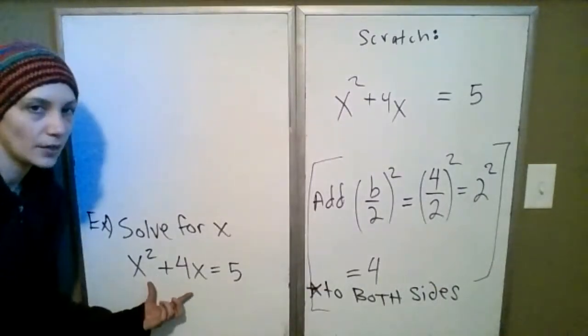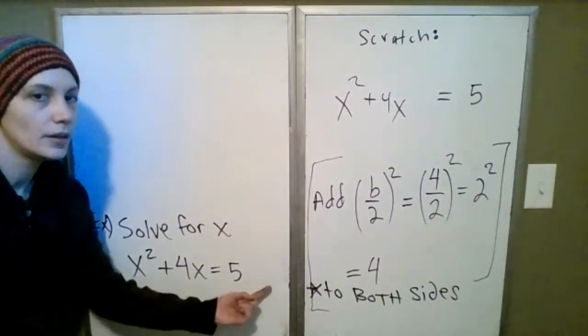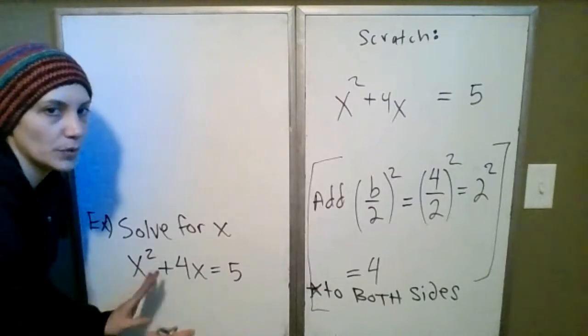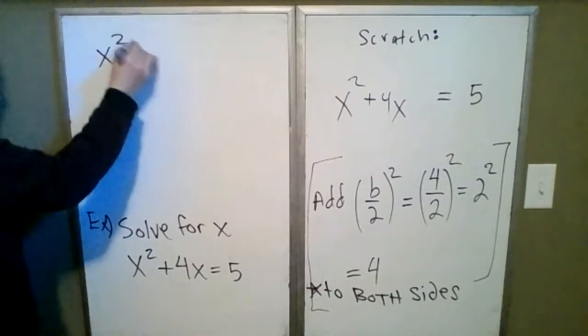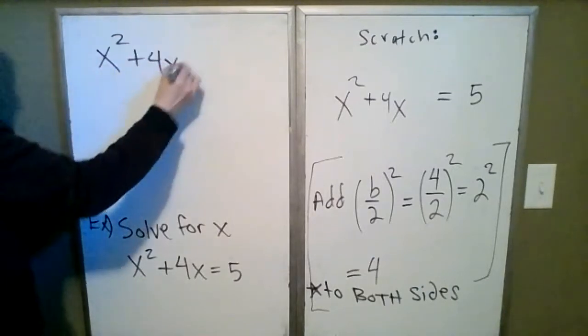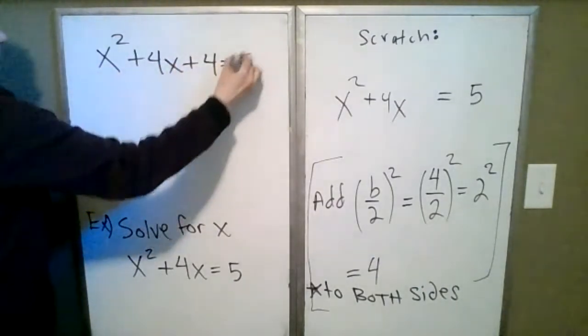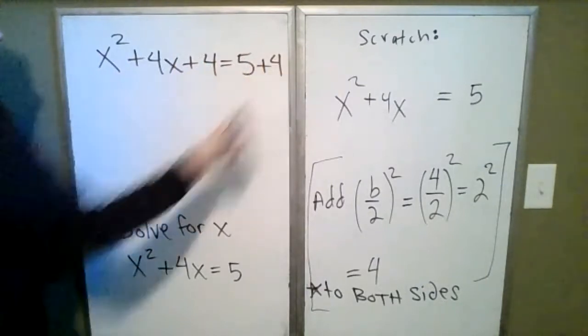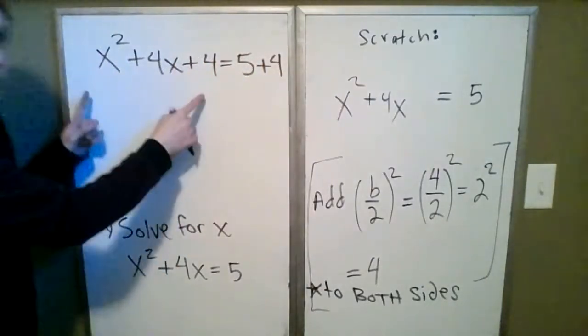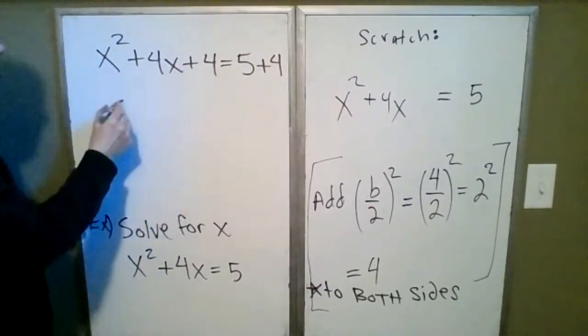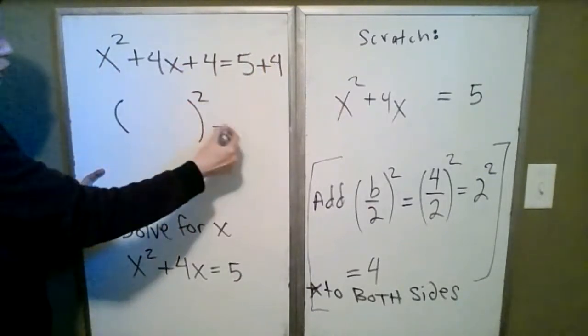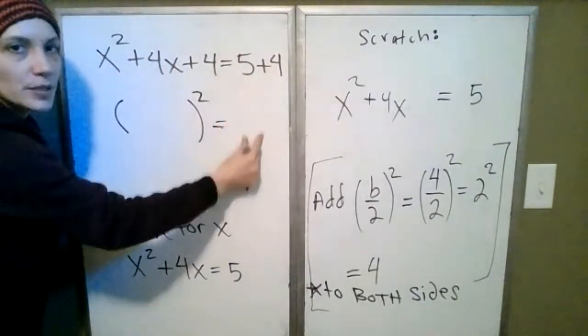So on this side, we need to add 4, and we'll complete the square. On this side, we'll add 4 to keep both values equal to each other. Okay, over here, we'll do scratch work to complete the square. On this side, 5 plus 4 is 9.